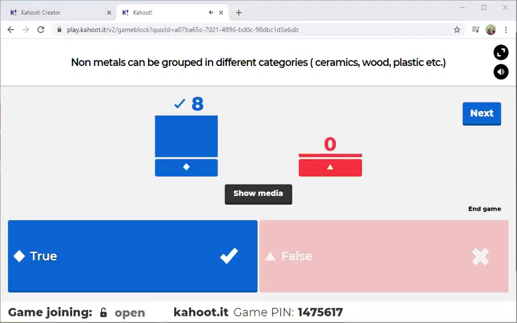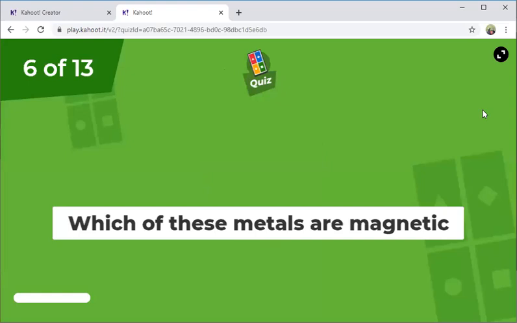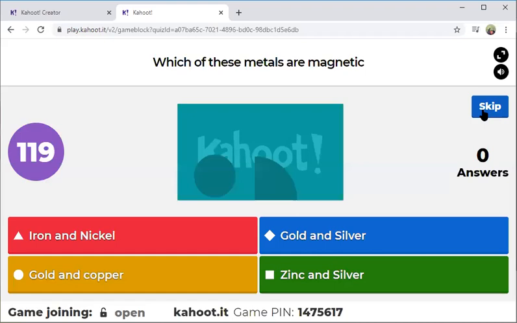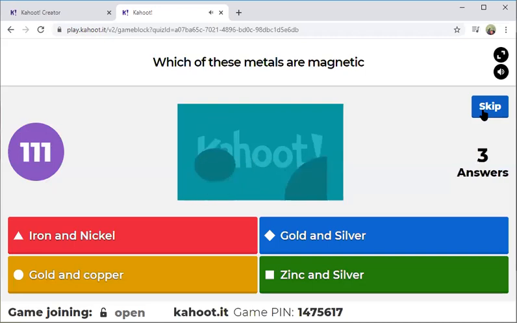All right, beautiful guys. So the answer is true. All right, so non-metals can be grouped in different categories. Okay, let us move on to the scoreboard. I see Bonono and Kotso are fighting for first place. Bonono is back up, followed by Kotso, Lesedi, Karina, and Yami. All right. Next question. Which of these metals are magnetic? Iron and nickel, gold and silver, gold and copper, or is it zinc and silver?